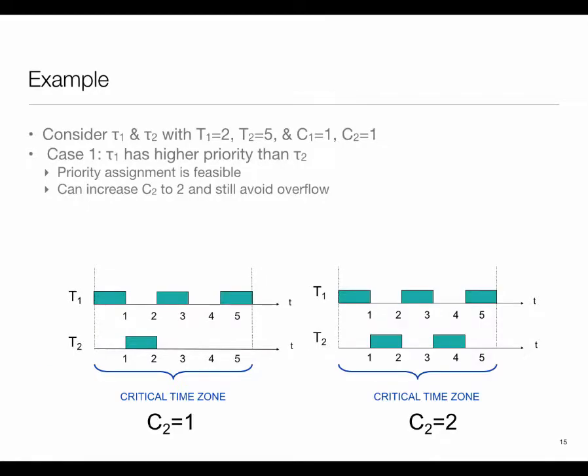So, example: task 1, task 2, I have periods of 2 and 5 and computation time of 1 each. We start with task 1 having the higher priority than task 2. So this is what happens. I look at a copy of each of the two tasks arriving at t equal to 0. Firstly, task 1: we can easily see that it needs 1 unit every 2 time units, so it trivially meets its deadlines. Each instance will meet its deadline.